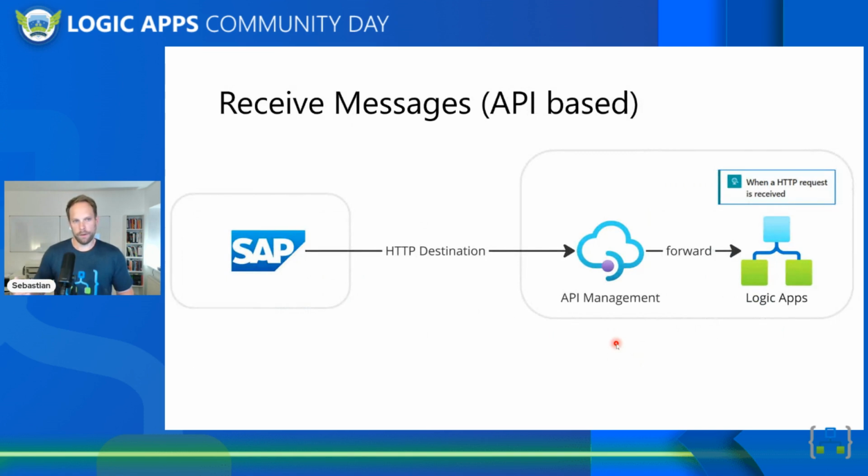Then we can also have a receive messages scenario which is API-based. In this case, SAP is using an HTTP destination instead of an RFC destination. And then we can have, and this is optional, an API Management in between our Logic App and the SAP system. In the API Management, we have exposed an API, and the data which comes through this HTTP destination is then forwarded from the API Management to our Logic App, where we have the when an HTTP request is received trigger. That means this Logic App is HTTP enabled, and we can expose our Logic App inside of the API Management. This approach is exactly the same for Logic Apps Consumption and for Logic App Standard. That's the reason why we only have Logic Apps here.